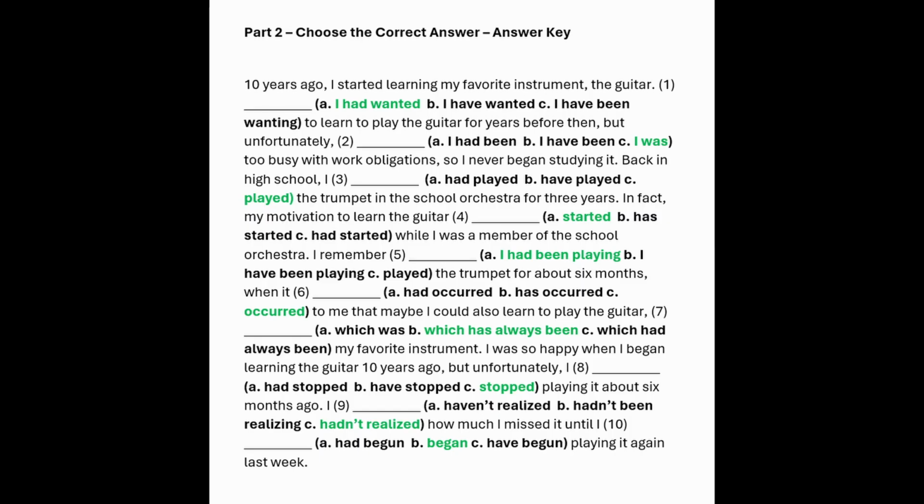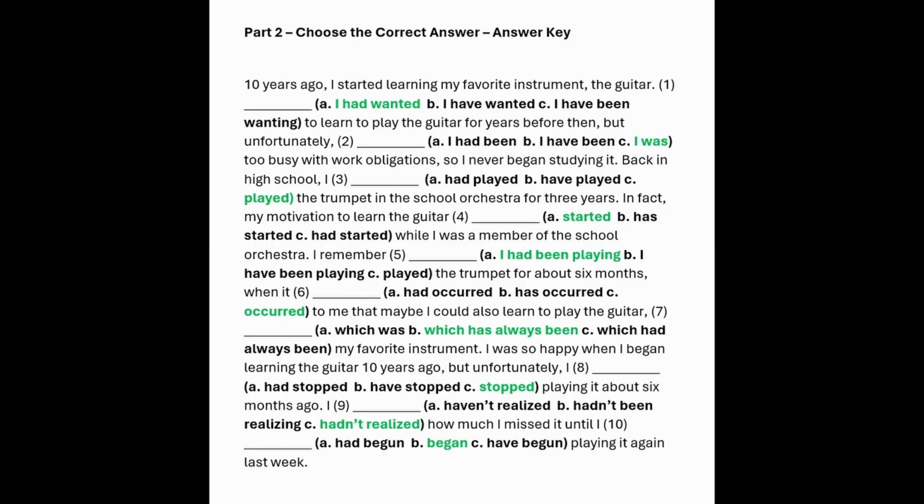Okay, I was so happy when I began learning the guitar 10 years ago, but unfortunately I had stopped, I have stopped, or I stopped playing it about 6 months ago. So 6 months ago, that's a while ago, so we don't want to say "I have stopped." Is that providing context for another action? No, it's not providing context. It's the main action. So that should be C. I stopped playing it about 6 months ago.